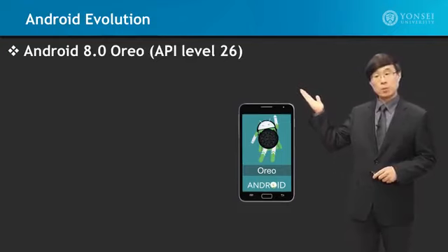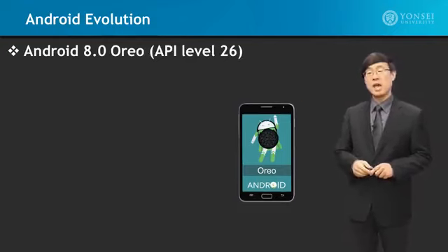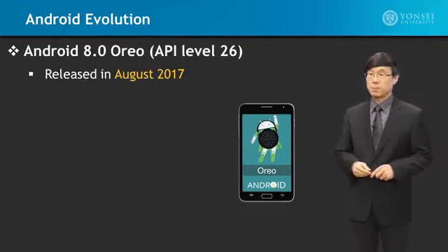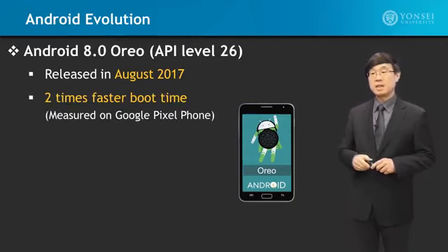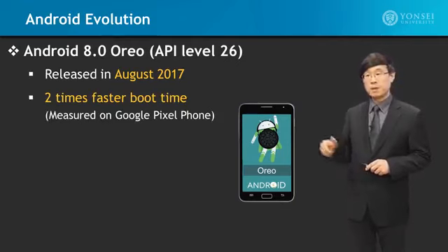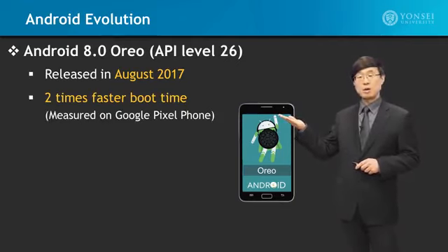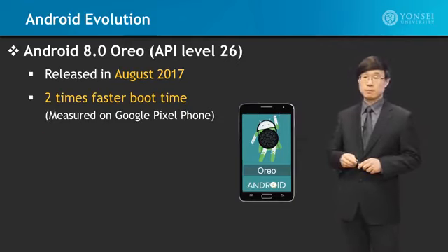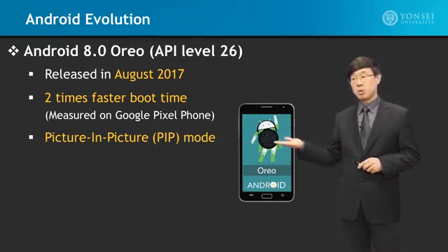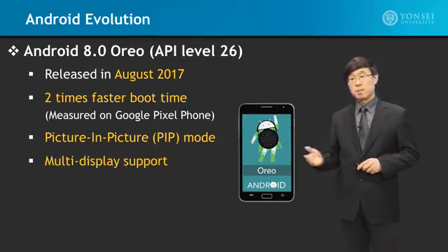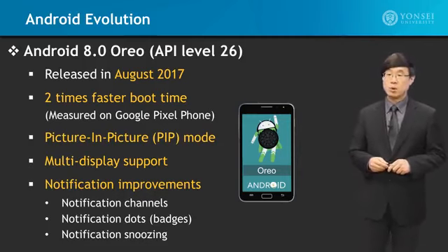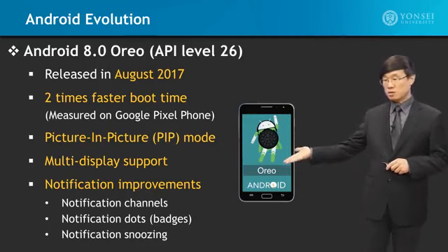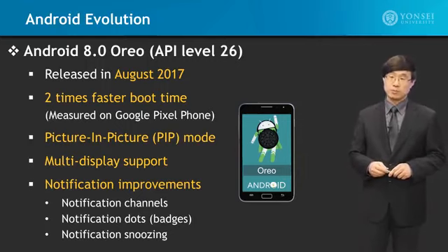Android 8.0 is Oreo, reaching API level 26. This was released in August of 2017. It is 2 times faster in boot time. This is based on a measurement on a Google Pixel phone. And picture-in-picture mode is enabled. Multi-display support, as well as notification improvements, were added: notification channels, notification dots, badges, and notification snoozing.